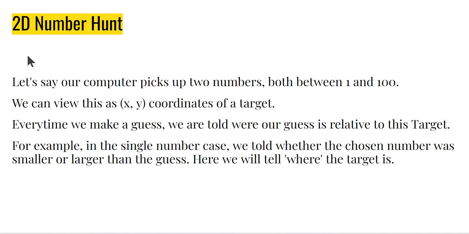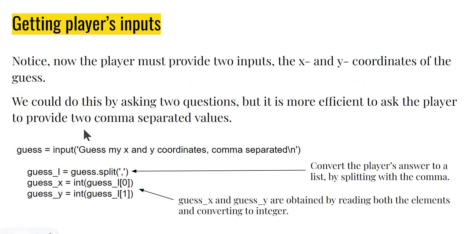The first question that comes up is, okay, my computer picks two numbers, which means my player also must provide two inputs, say the x and y coordinates of the guess. We could certainly do that by asking two questions: tell me the x coordinate, tell me the y coordinate. But that gets very repetitive and not a very pleasant experience. So it's more efficient to ask the player to provide two numbers as comma separated values. So let's do this first, in a step-by-step manner. Let's see how we do this.